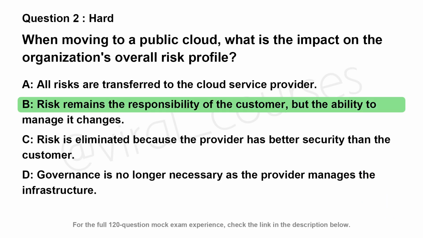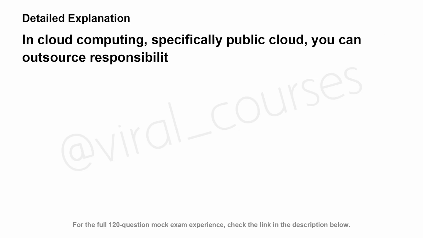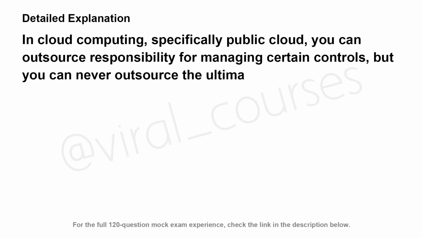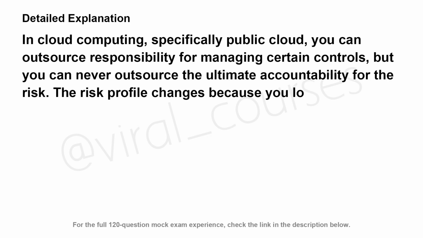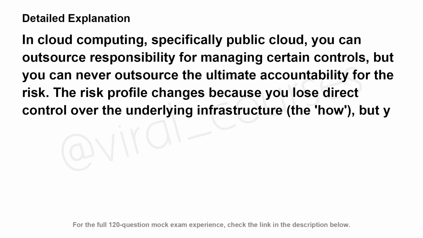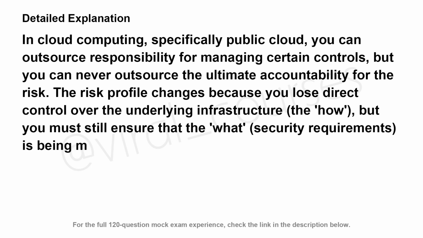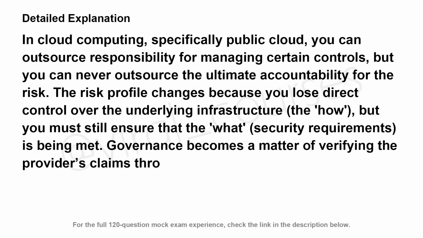The correct answer is B. In cloud computing, specifically public cloud, you can outsource responsibility for managing certain controls, but you can never outsource the ultimate accountability for the risk. The risk profile changes because you lose direct control over the underlying infrastructure, the how, but you must still ensure that the what, the security requirements, is being met. Governance becomes a matter of verifying the provider's claims through audits and contracts.